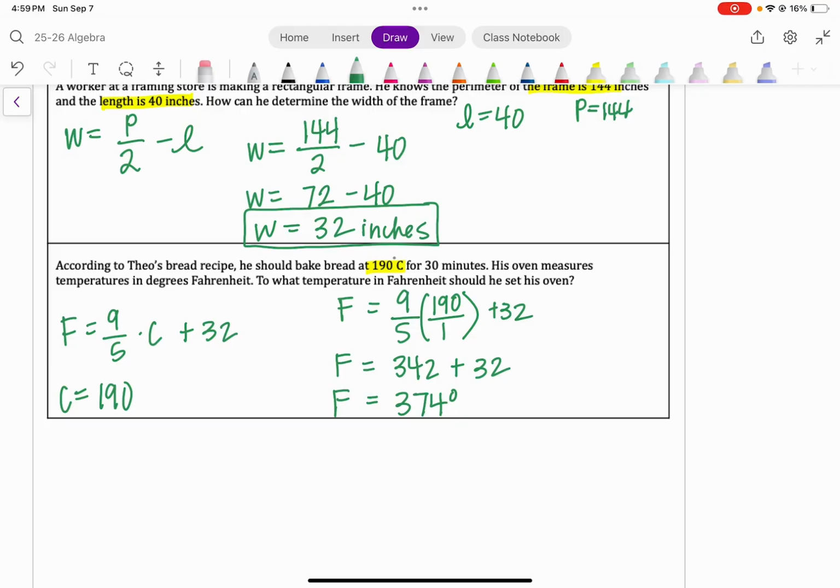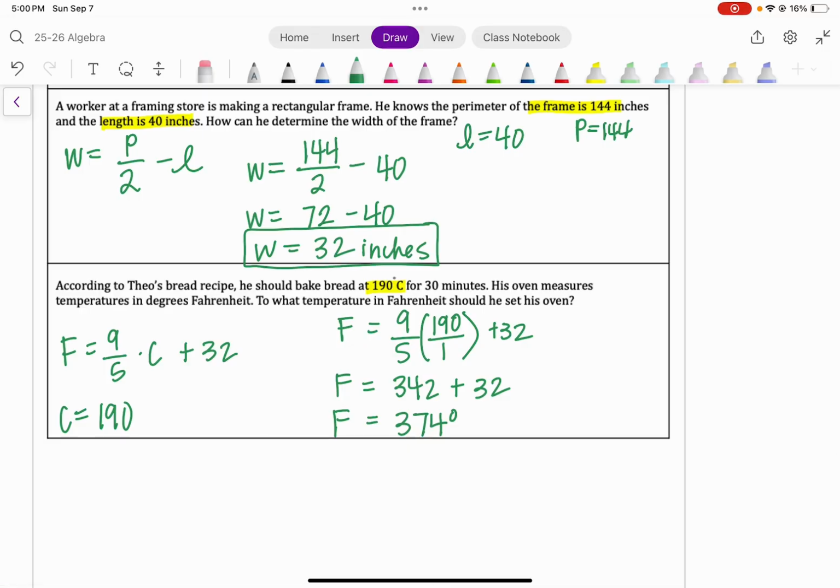And you might see that on a box of brownies. It tells you the temperature in Celsius or Fahrenheit, depending on where you're baking. So that's how you would use that, and make sure you are substituting the correct numbers in the correct spot for your work.